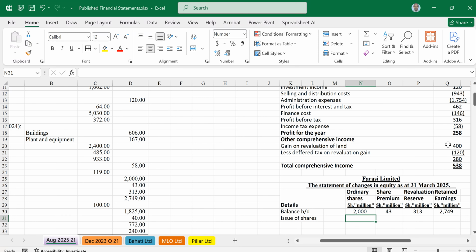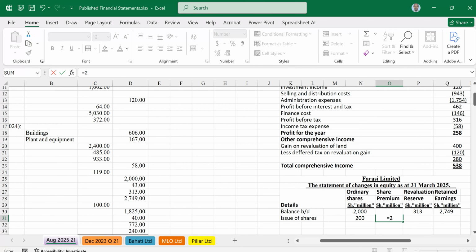The first one will be equal sign 2 times 100. That is the par value. Then the second one will be equal sign 2 times 20, because 120 minus 100 is the premium. So times 20, you get 40. So 240. That liquidates the suspense.